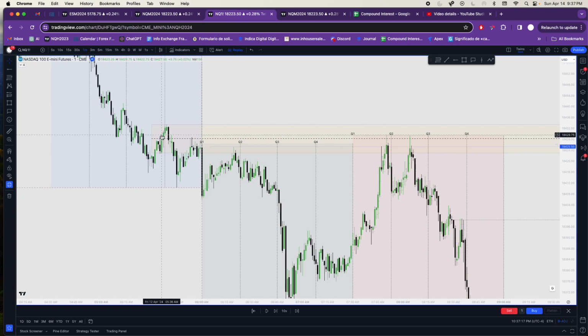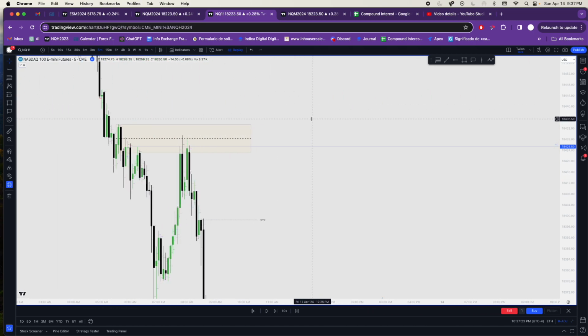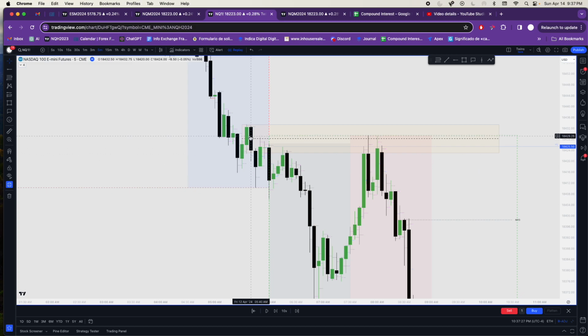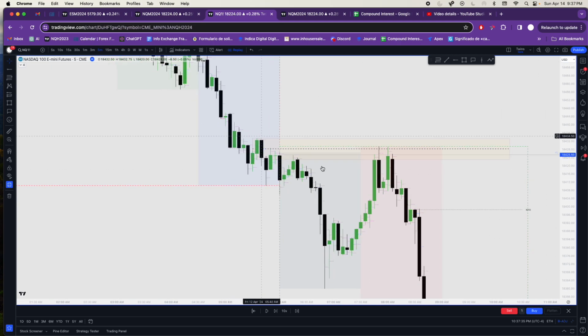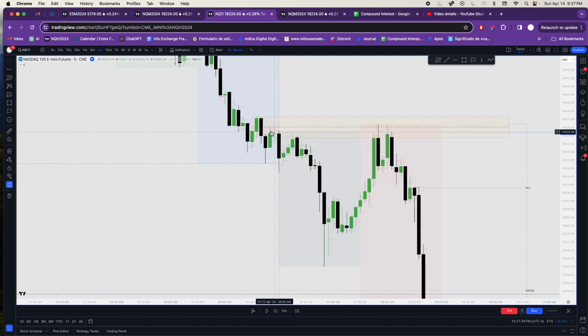Take it. This is also a what? A 5 minute change in state of delivery. It's all the same thing. Change in state of delivery. Boom. Breaking structure here. This is valid. I'm not expecting you to write out every single one of them, but get in the habit of interacting with the charts. So that's step one.